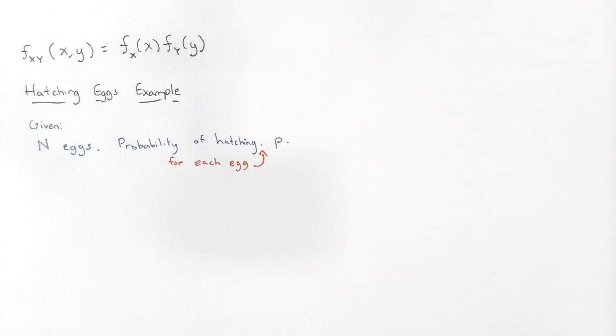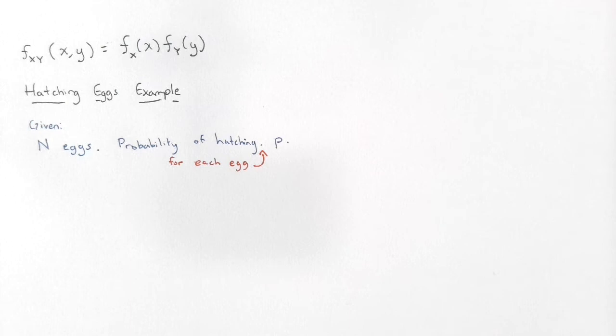Now, let's say that these eggs are independent of each other, which means that if one egg hatches, that doesn't really affect whether the next egg will or will not hatch. In other words, you can have 10 eggs hatching, but that doesn't matter. The 11th egg will still have a probability p of hatching.